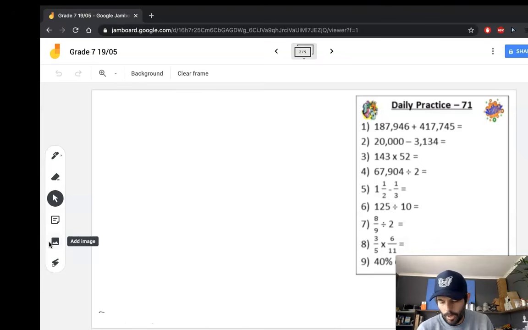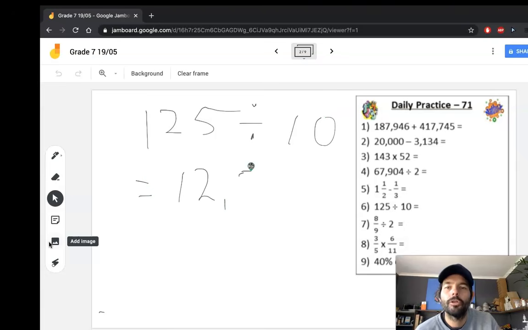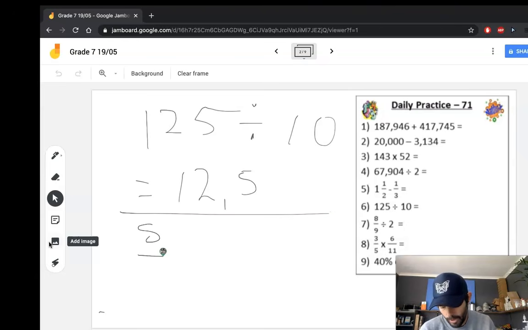Dividing by 10, so 125 divided by 10, and I'm sure we all know that the number will get one place smaller, so that gives me 12,5. And to check that, 12,5 multiplied by 10, does it give me 125? It does indeed. I'm going to do the division of fractions just below that.